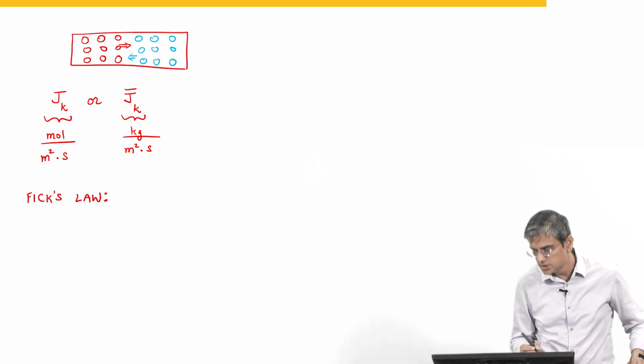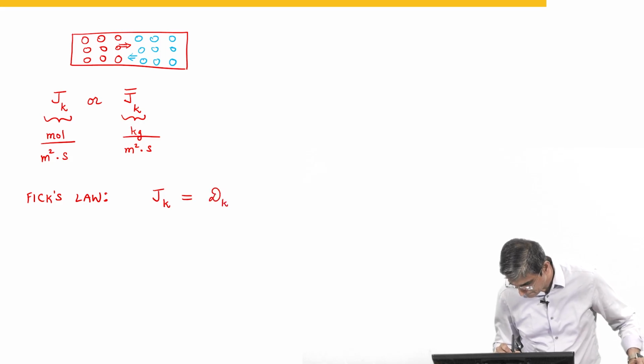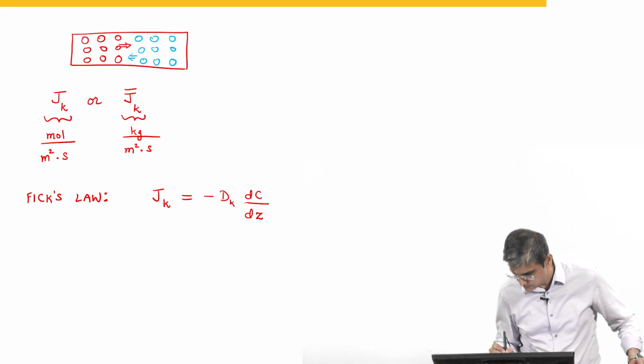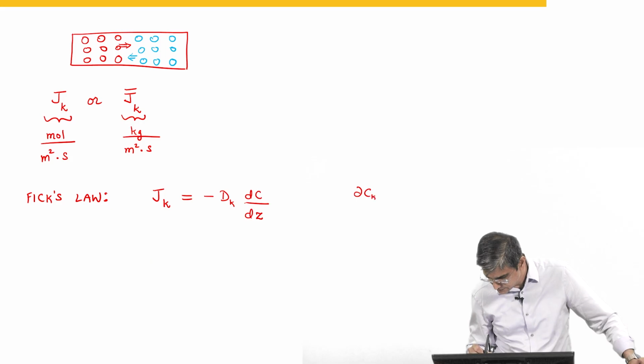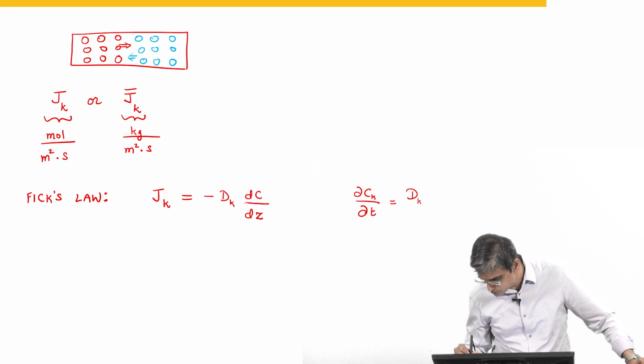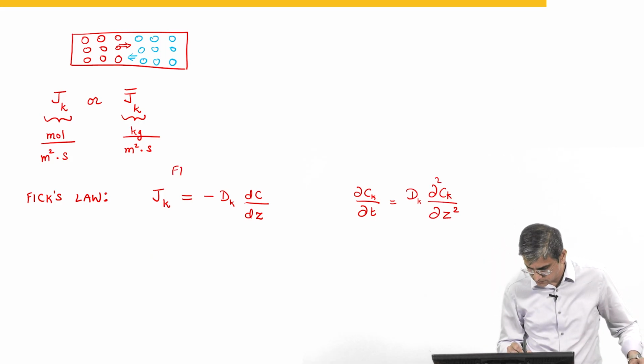Fick's law, this is the law that you can use. So Fick's law basically says Jk. Okay, this is the first law. Fick's second law says that... this is the first law, second law.